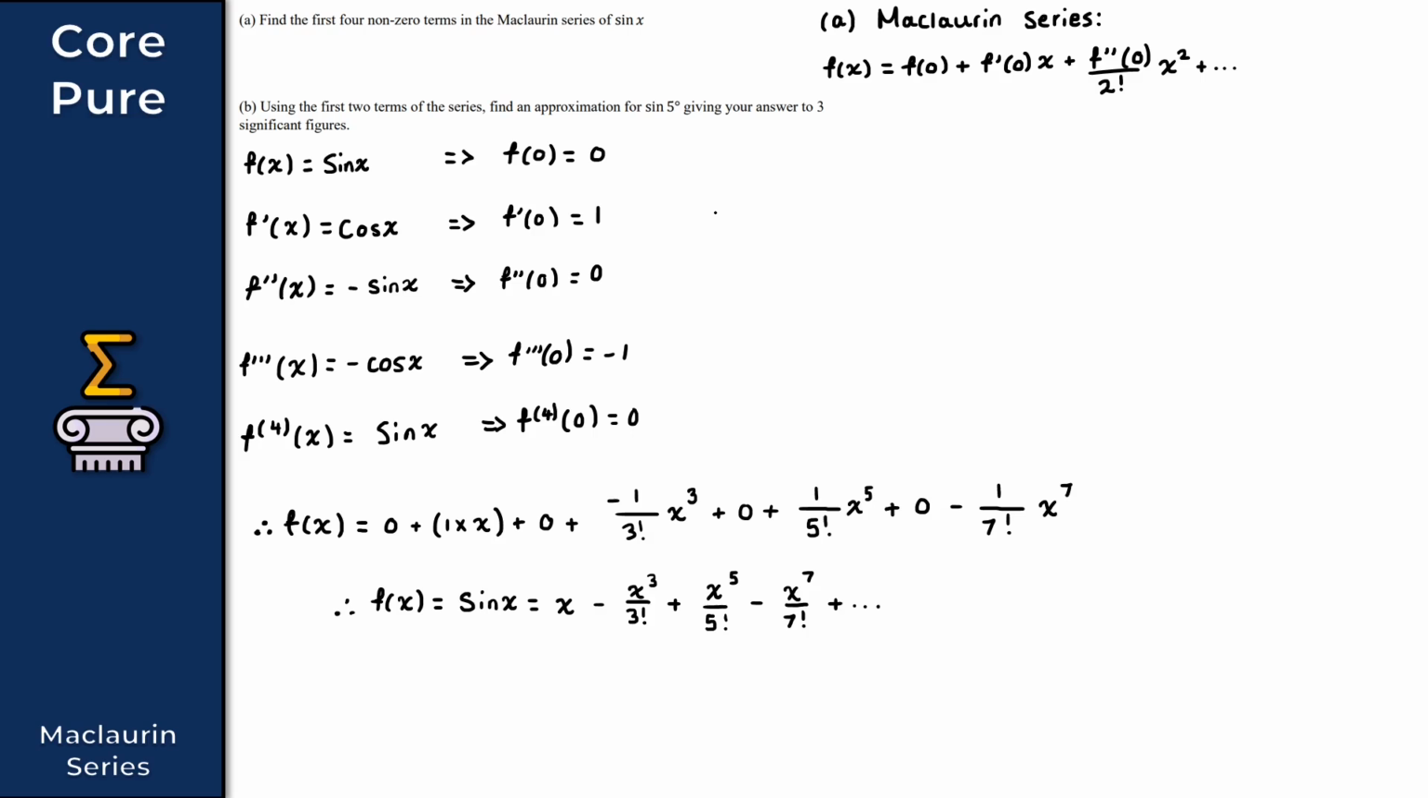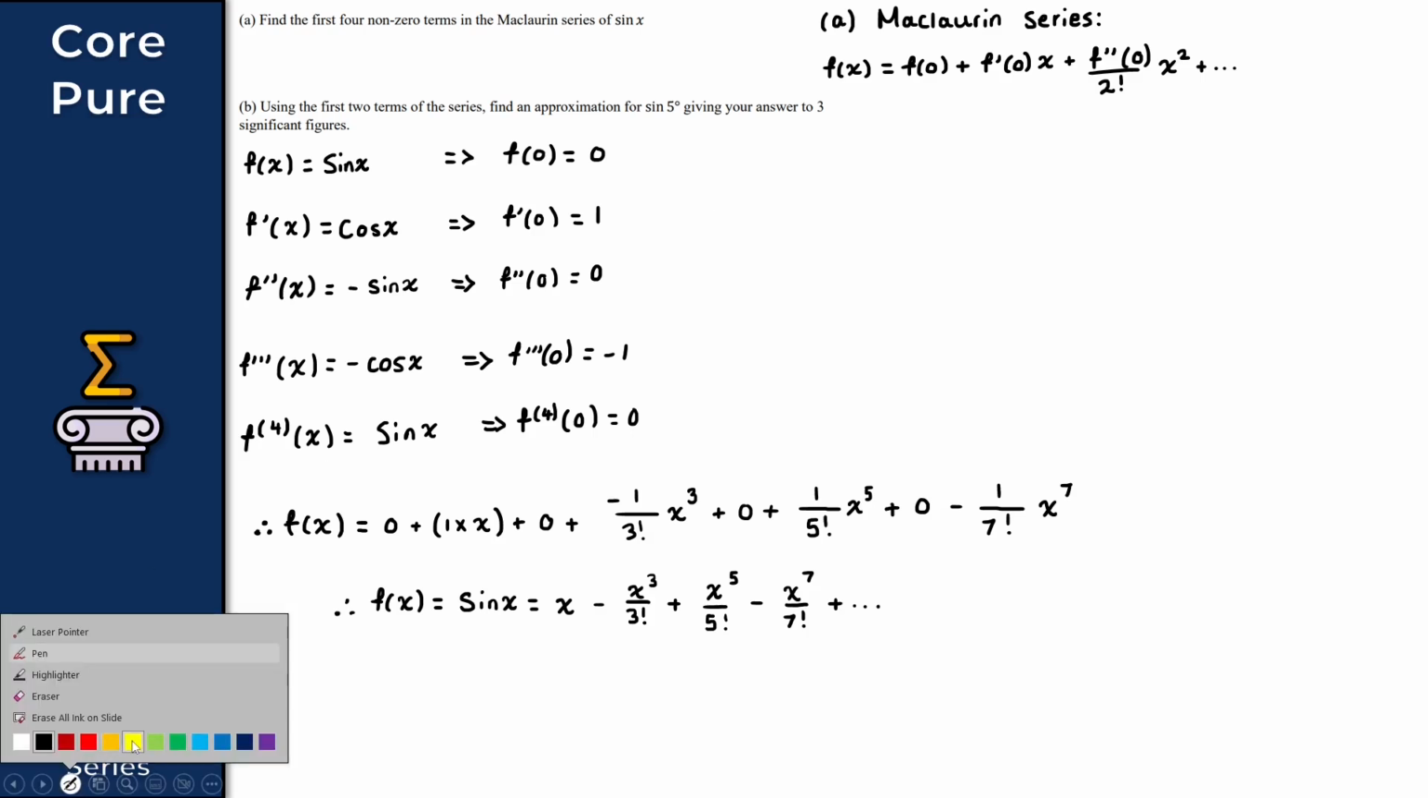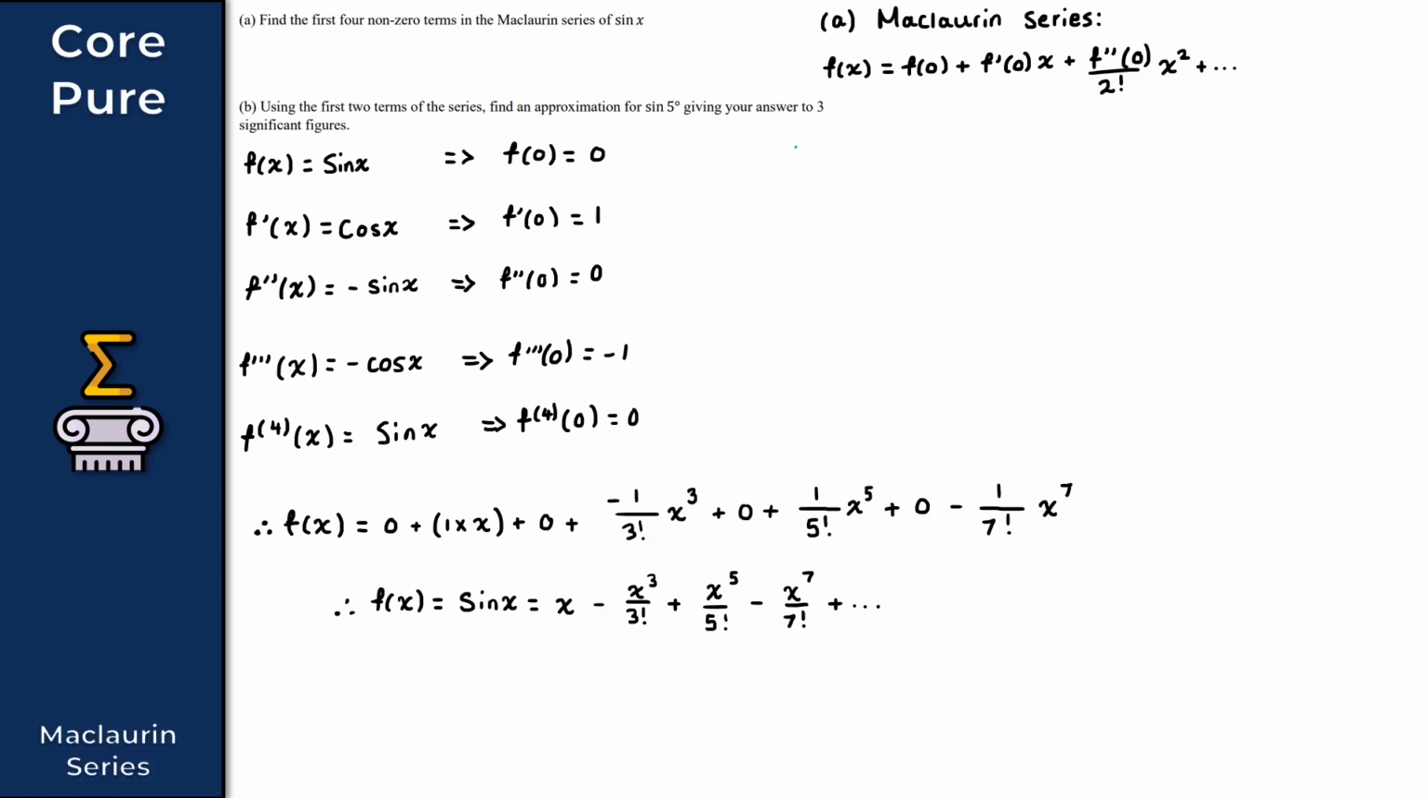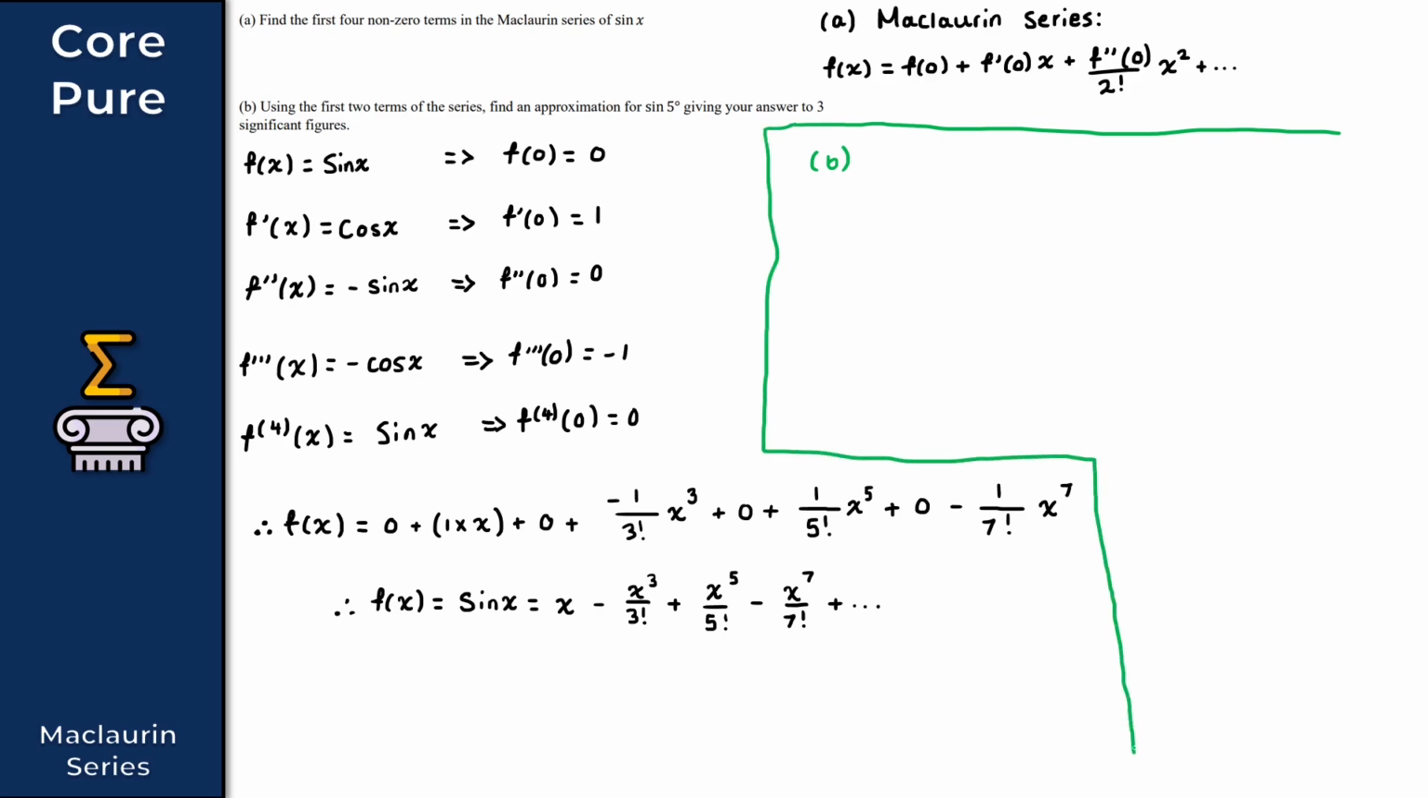So moving on to part B, let me just do this in a different color. Let's do it in green, just so you can differentiate between the two parts of the question. In fact, I'll box it off slightly here, like so. We shouldn't need too much room for part B. For part B, it says using the first 2 terms of the series, find an approximation for sine of 5 degrees, giving your answer to 3 significant figures.